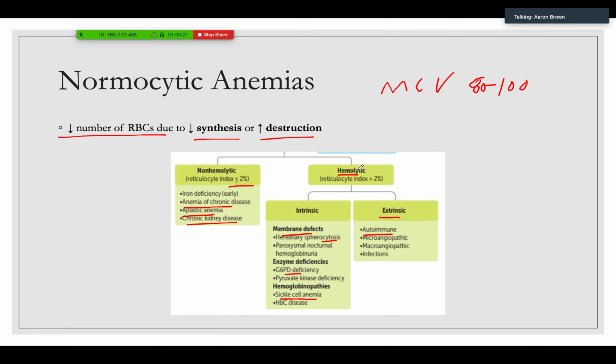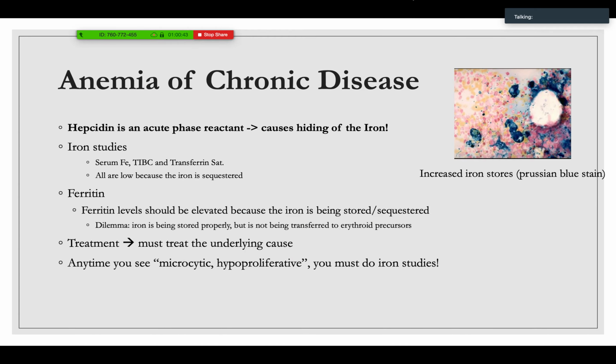But in any case, if it's hemolytic, you're having increased destruction of your red blood cells, that is a normocytic anemia, meaning the MCV is 80 to 100. Red blood cells, mature red blood cells, are of the normal size they should be. That's what MCV normal means, okay? So let's get into it.